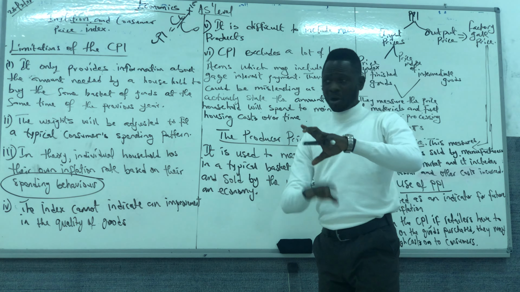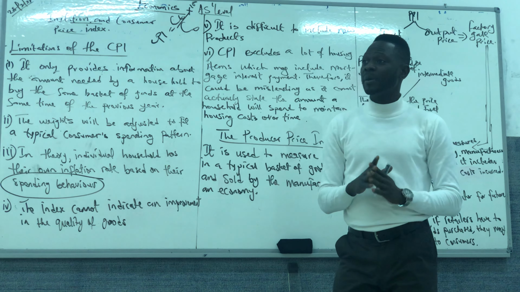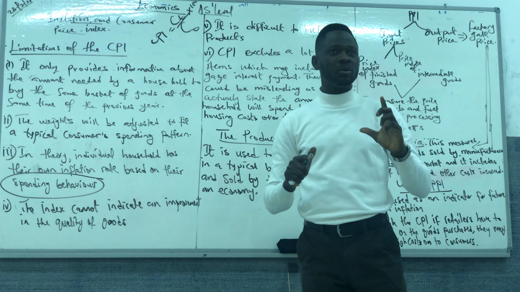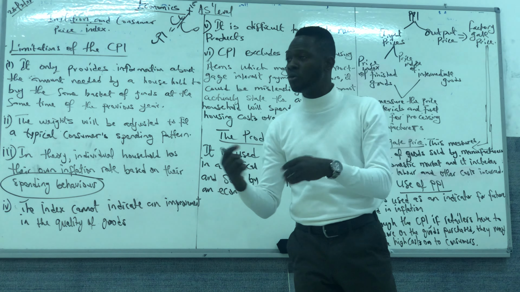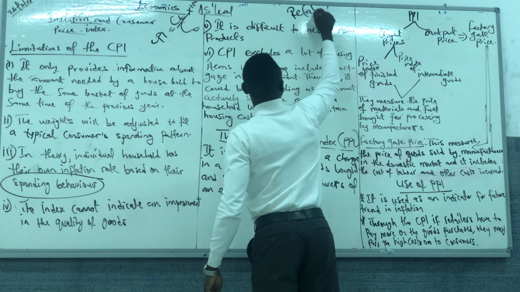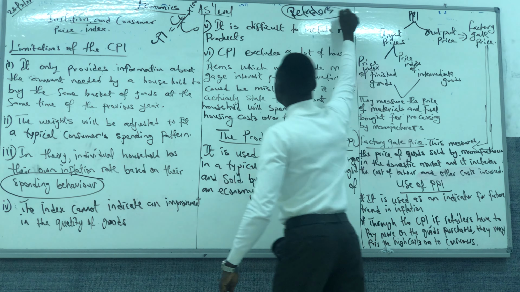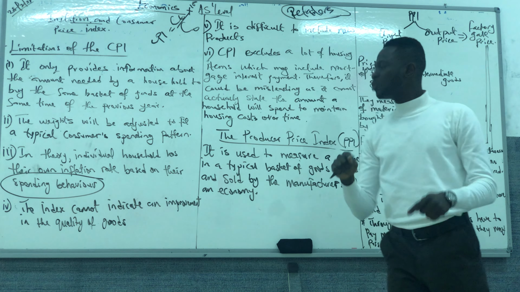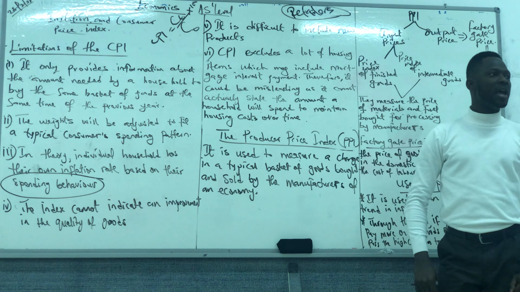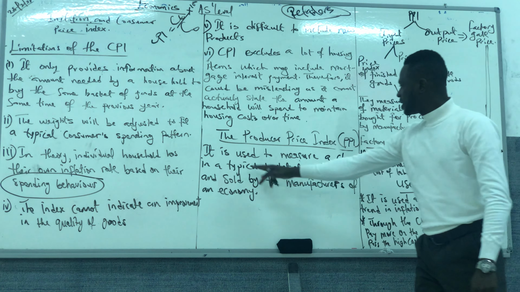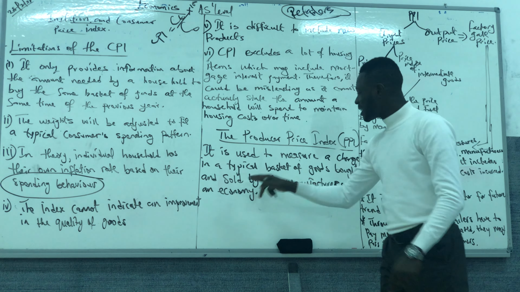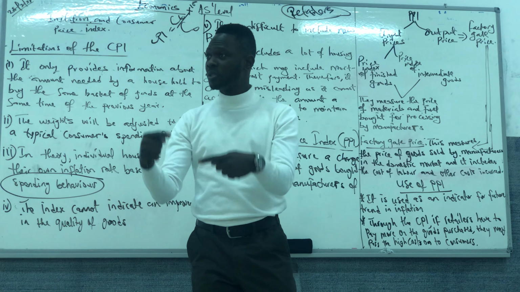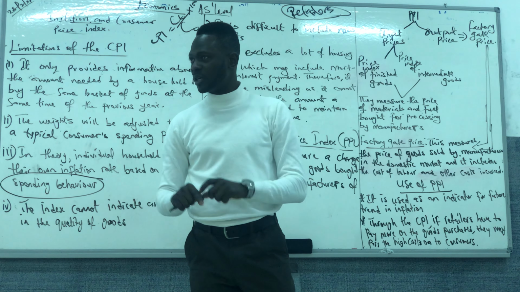So that's all about consumer price index. It's about consumers. But most of the goods we buy as consumers are through retailers. Yes or no? Most of the goods we buy are through retailers. So now, let's talk about the link between the retailers and the wholesalers, which is the Producer Price Index, PPI. So what does the PPI measure? It is used to measure the change in the typical basket of goods bought and sold by the manufacturers of an economy. So here we're going to talk about the prices of goods bought and sold by the manufacturers.